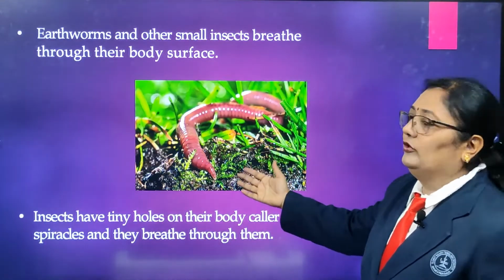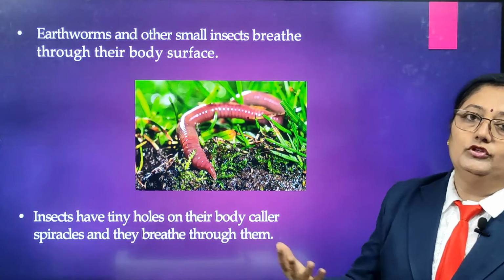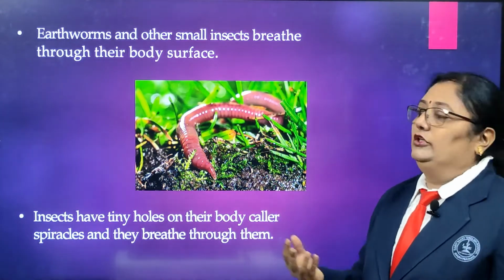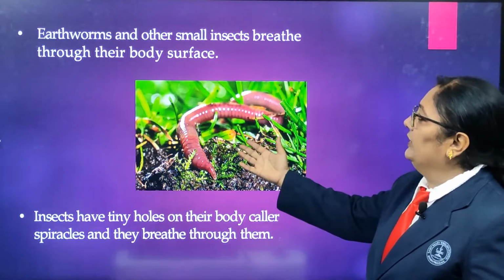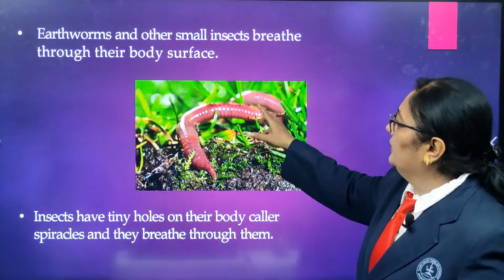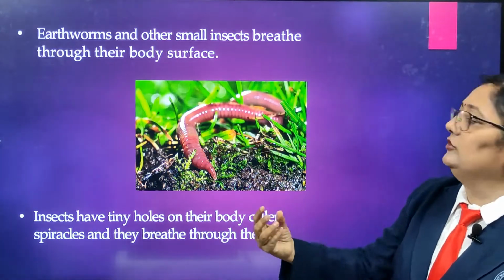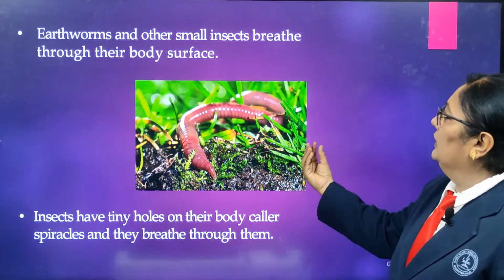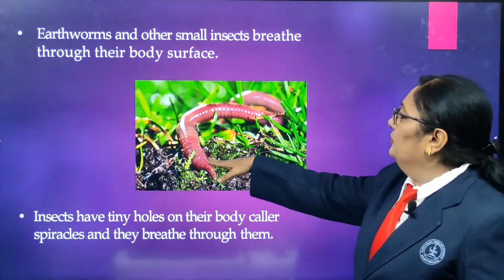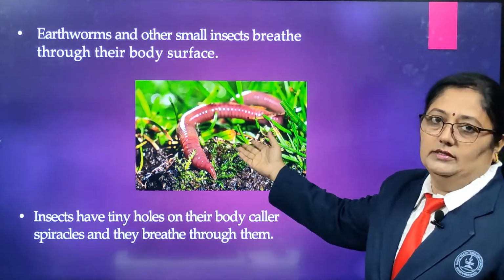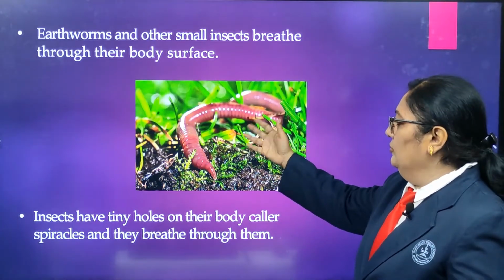Now if we talk about earthworms, insects, all types of big animals and small. If we talk about insects, then we take the example of earthworm. You see the earthworm skin is so shiny. Yes, in the rainy season you see the earthworms. These earthworms are very small and they breathe through their body surface. So they don't have lungs, they are going to breathe through moist skin.